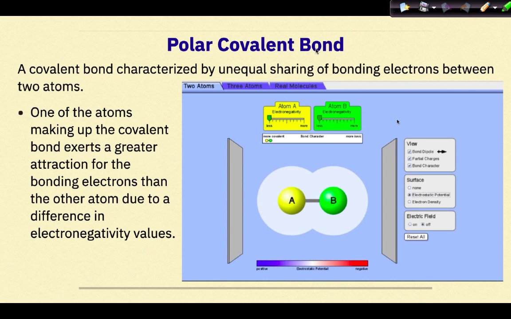Polar covalent bond. A polar covalent bond is a covalent bond characterized by unequal sharing of bonding electrons between two atoms. One of the atoms making up the covalent bond exerts a greater attraction for the bonding electrons than the other atom due to a difference in electronegativity values.